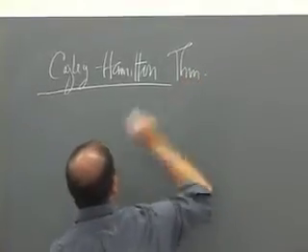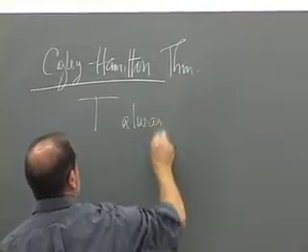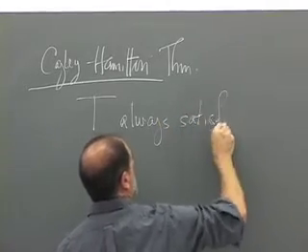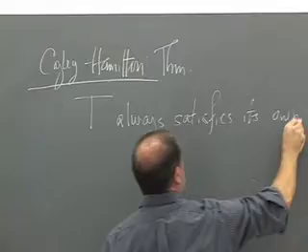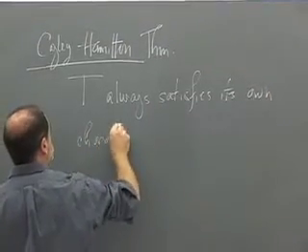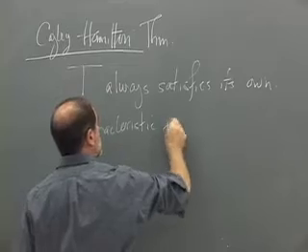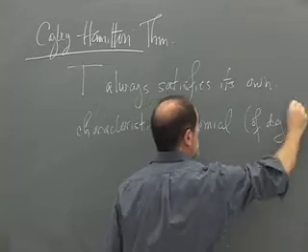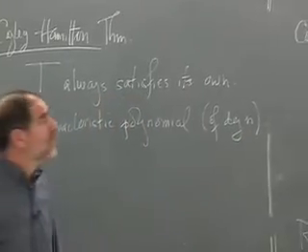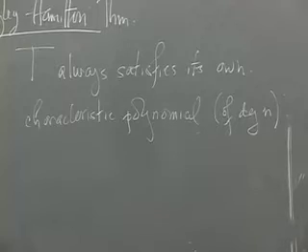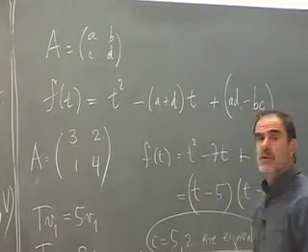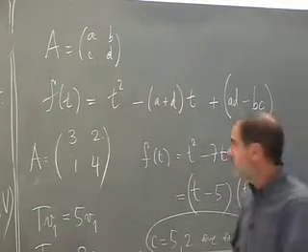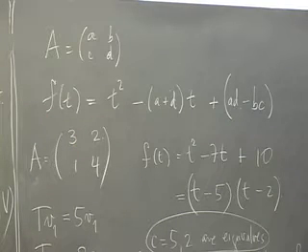It says, T always satisfies its own characteristic polynomial. And that's a polynomial of degree n. Isn't that cool? So in this case, it would say that if you took this matrix and you plugged it into this polynomial, you would get the 0 matrix. Let's see if we can actually do it.